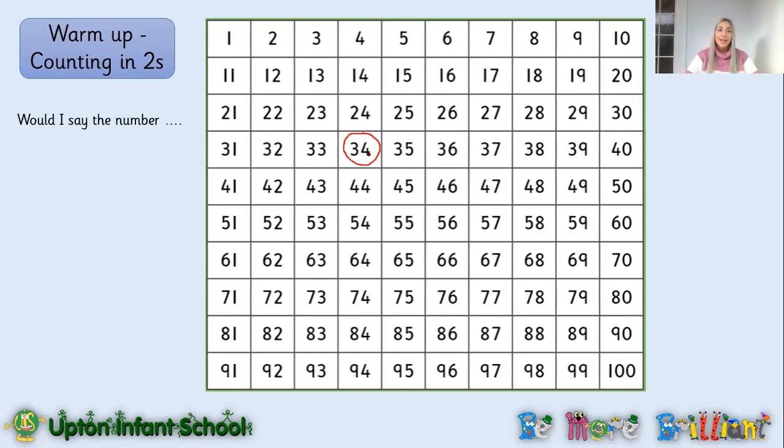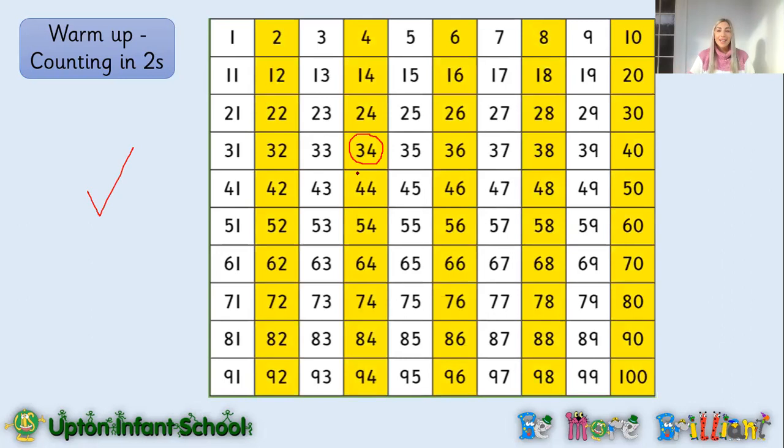Brilliant. Now we're going to play a game of would I say the number? So on the screen, I have circled the number 34. 34 has got 3 10s and 4 1s. Have a little think if you think that we would say 34 if we were counting in our twos. Okay, let's check. Yes, we would.